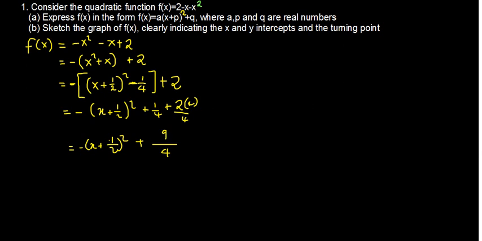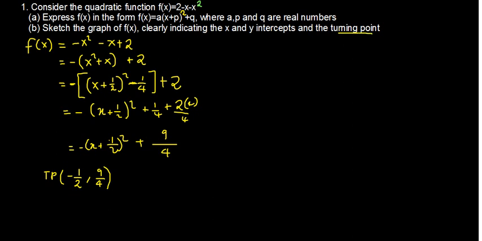So meaning that for this function, the turning point, who is going to identify the turning point? Paxin. So it's negative 1 over 2, instead of plus, it's comma, right? Comma 9 over 4. Okay, this is the turning point. Now, we have found the turning point.